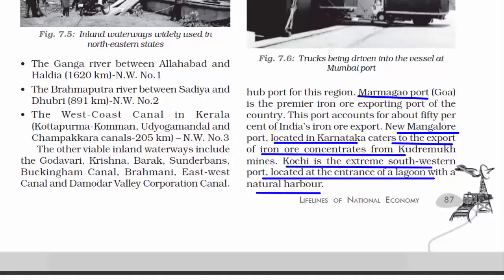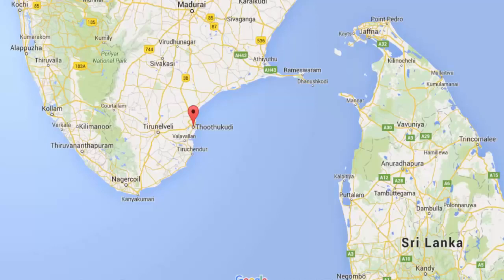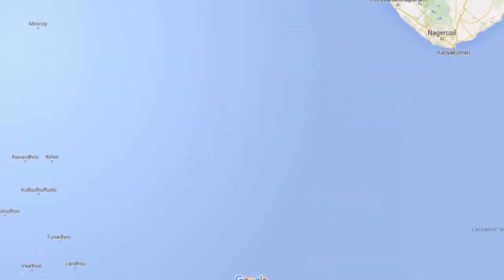And when you look at the location, it looks very ideal for establishment of any seaport. Now coming to the eastern side, at the extreme southeastern side, there is a port which is named as Tuticorin, which is in Tamil Nadu. Now this particular seaport is used for delivering cargoes to neighboring countries like Sri Lanka and Maldives.